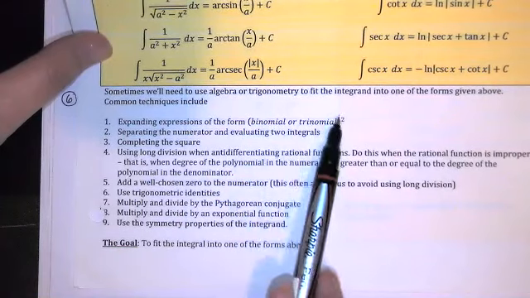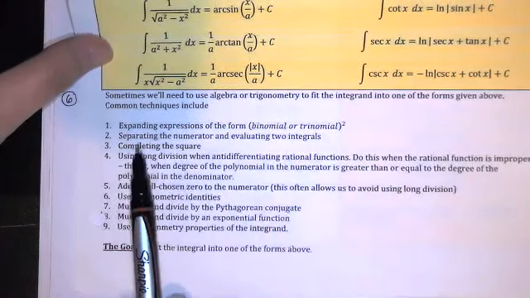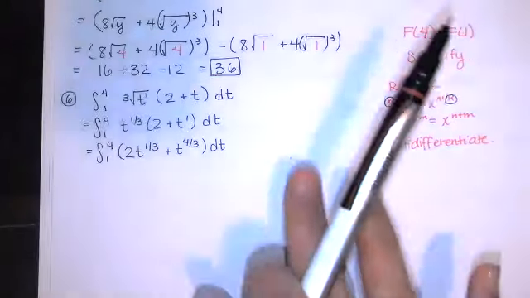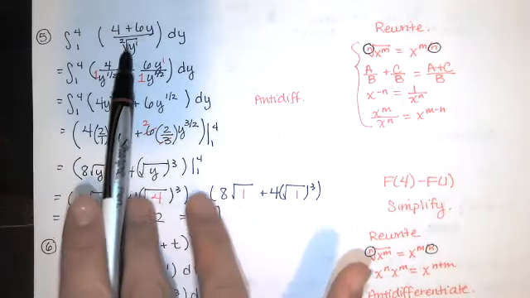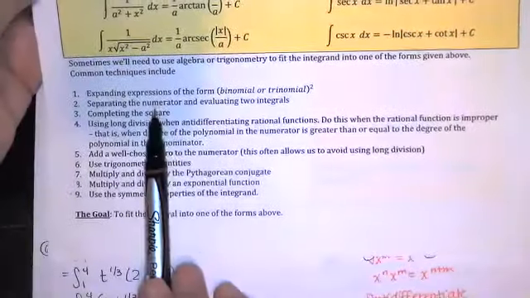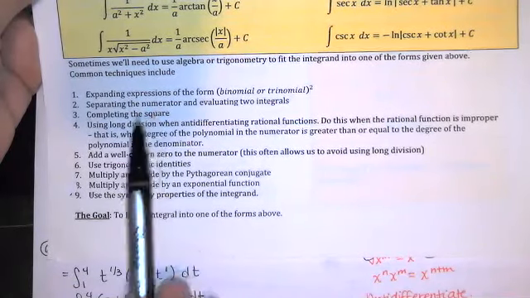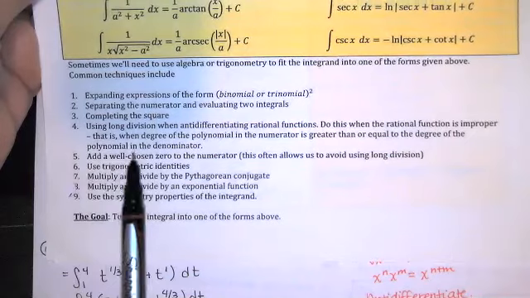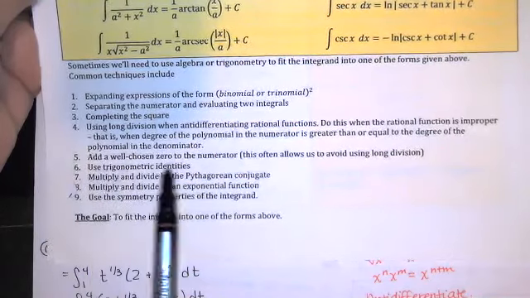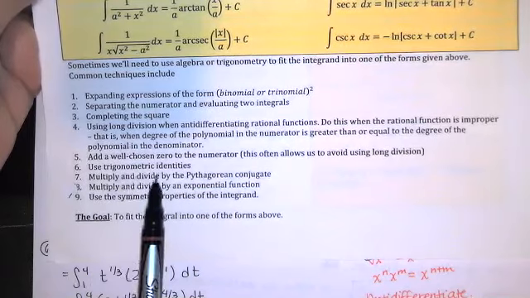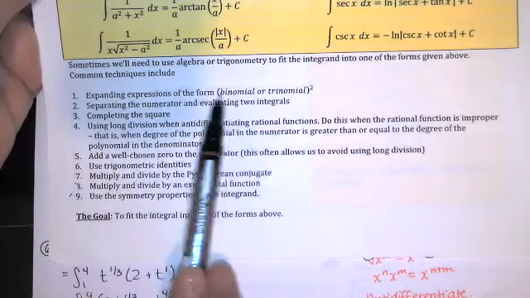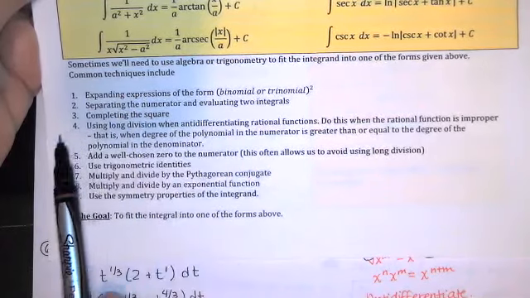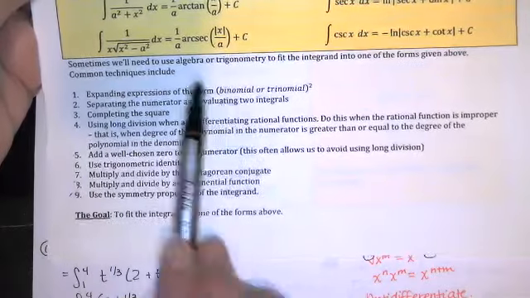If you've got a binomial or trinomial squared, sometimes you just want to square it. If you have a numerator, like we did on this problem, sometimes you want to separate that numerator and do this over this plus this over that. We have not talked about completing the square yet. Long division I'll save for Calc 2. We haven't talked about well-chosen 0. I'll save that for Calc 2. We have used trig identities a little, and then the rest of these we'll save for Calc 2. But we can expand expressions of a certain form, separate the numerator and evaluate two integrals, or use trig identities at this point. And all these other techniques will be added at the beginning of Calc 2.